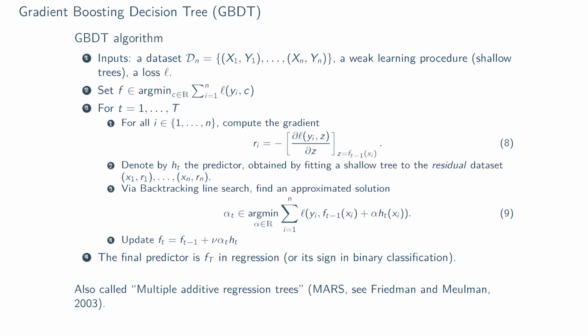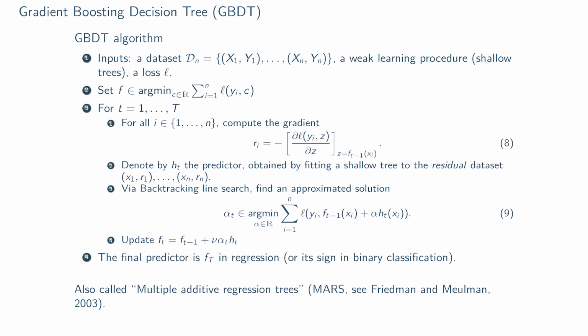The boosting algorithm presented so far can be applied to any learning procedure, allowing to train the individual predictors composing the final model. Versions of boosting, called gradient boosting decision trees, specifically designed to take into account decision trees as individual predictors, exist. One such boosting algorithm, called multiple additive regression trees and based on shallow decision trees, was created by Friedman and Mullman in 2003.